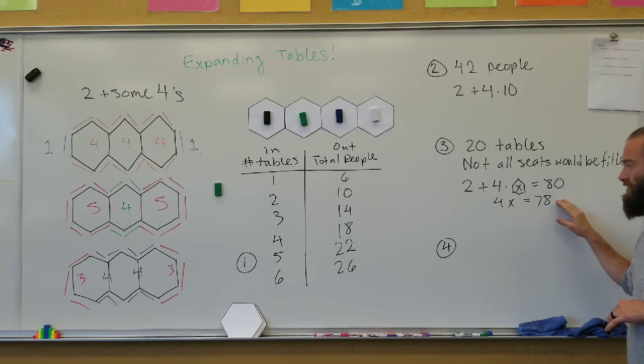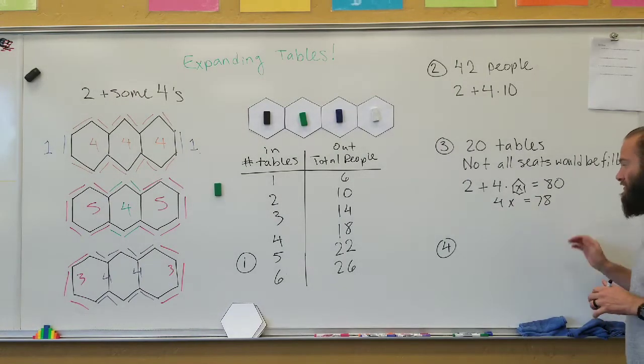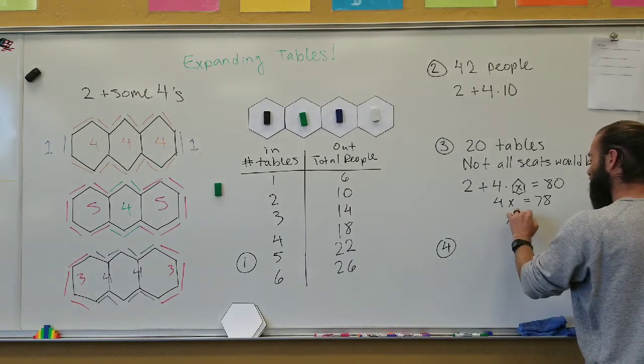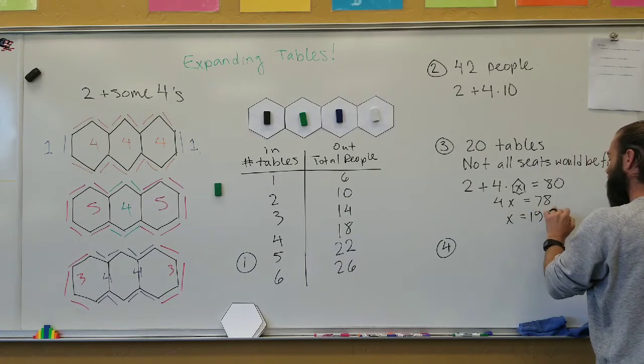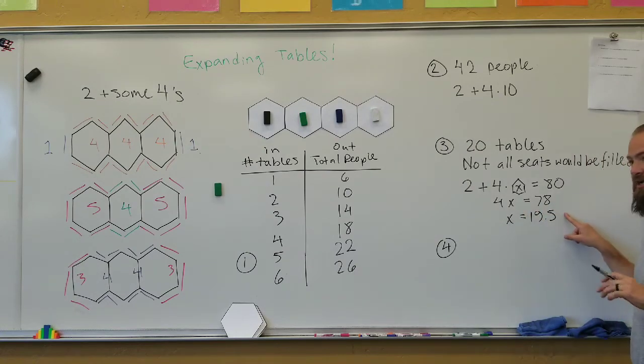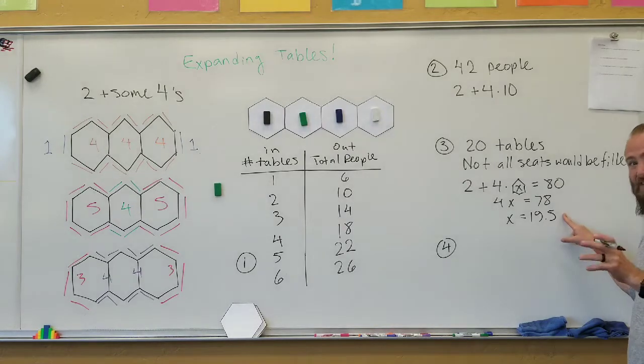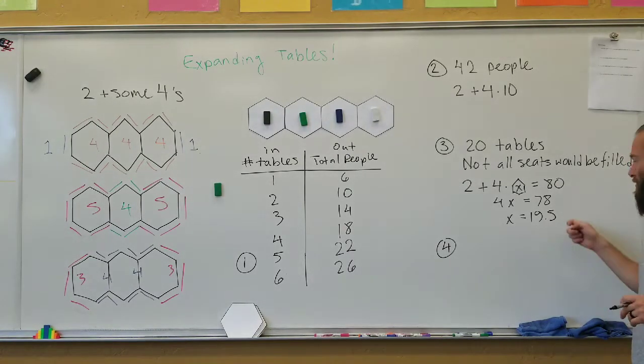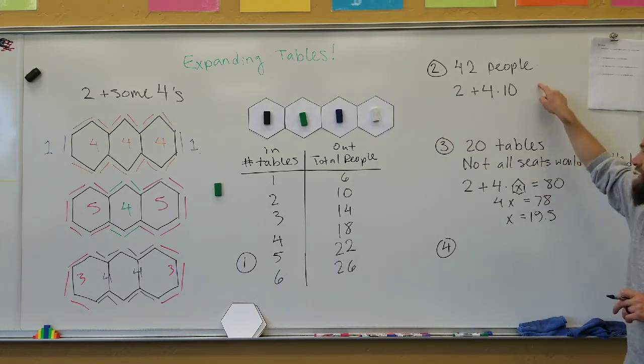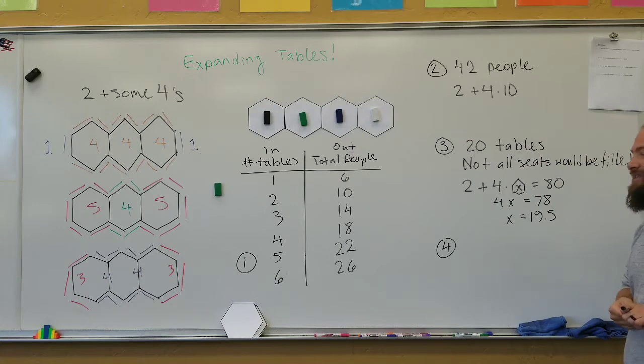And 4x equals 78, and so we just need to divide by 4 on both sides, and if we divide by 4, we get 19.5. And clearly, that's not a whole number, of course, so there's not an exact number of tables that will perfectly fit 80 people. But if we just round that up, of course, we can use 20 tables, right? So again, I use this idea here, and it seems like there's a pattern forming here.